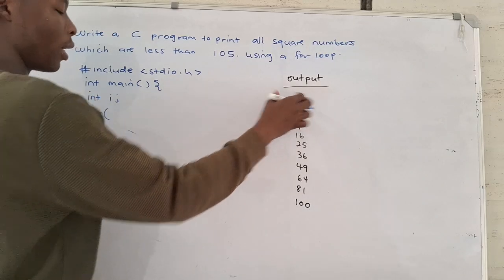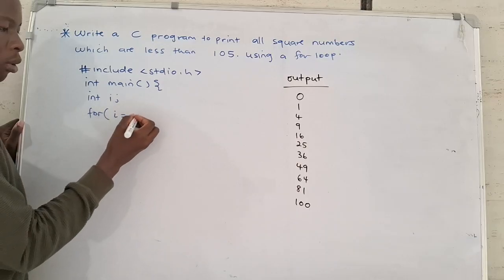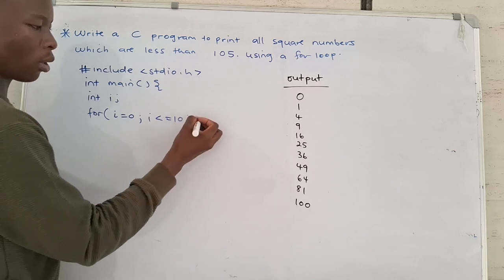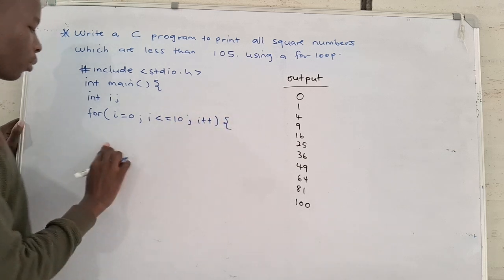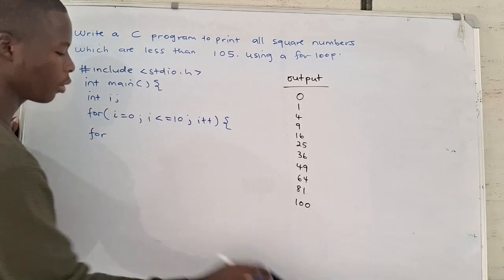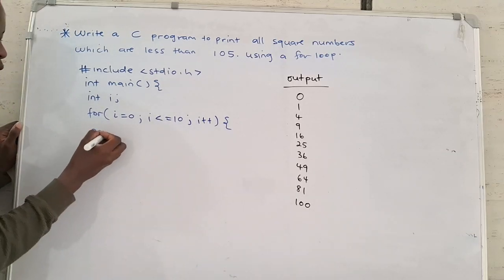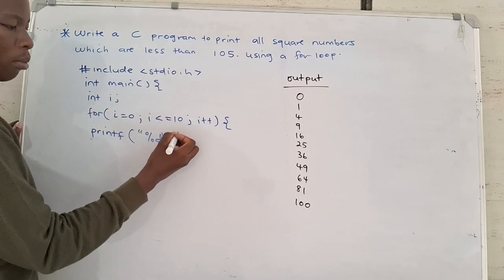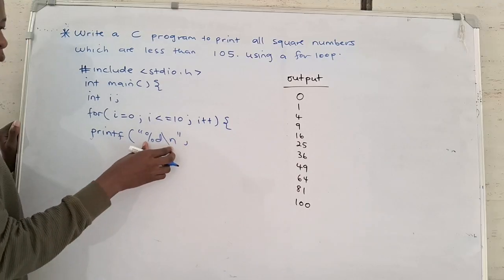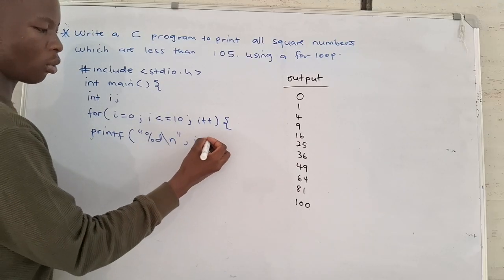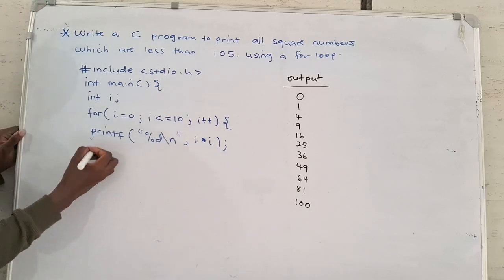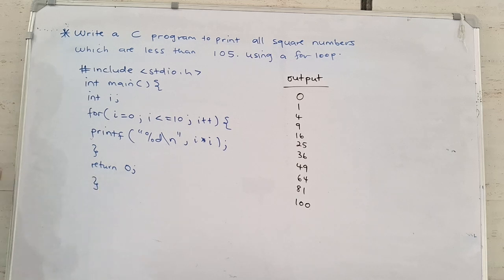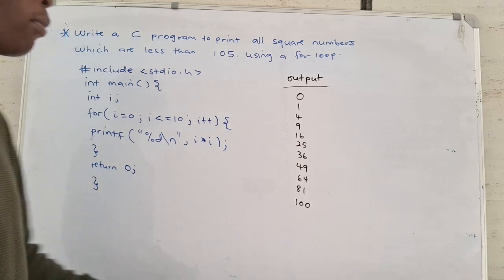What is the first value of i? 0. i is less than what? i is less than or equal to 10. Then i plus plus. Then printf, percentage %d backslash n. What is this? This is nothing but i into i. Then you close. Then return 0. So this is the program. This is the simple program.